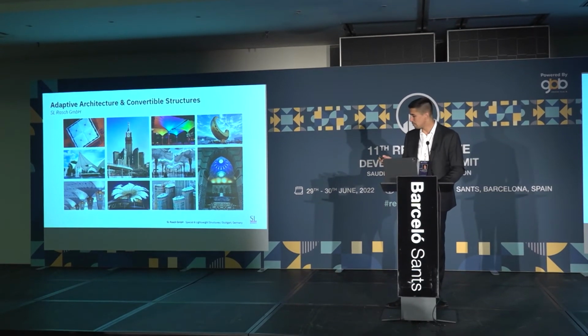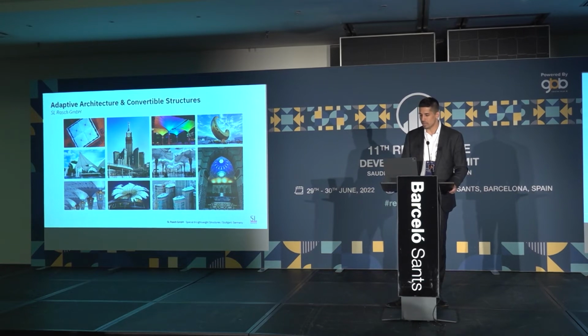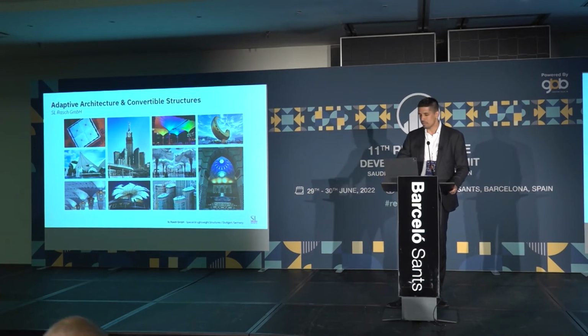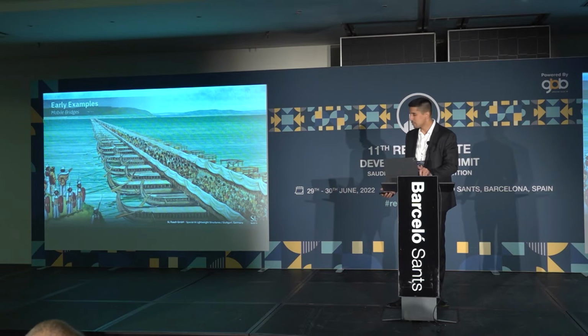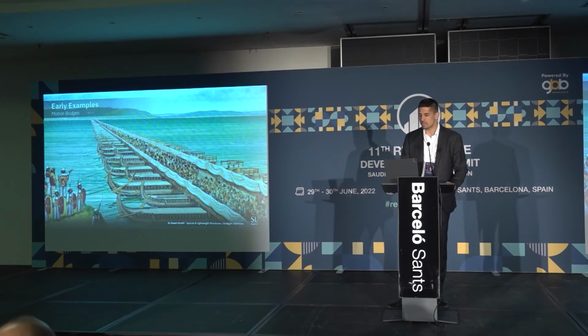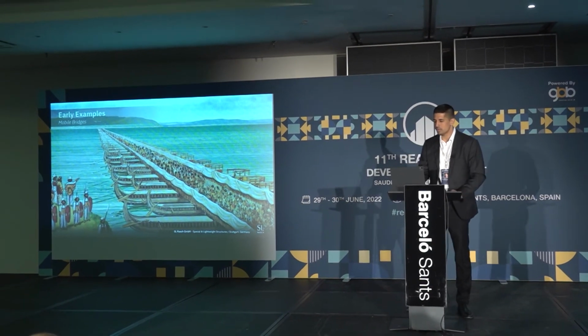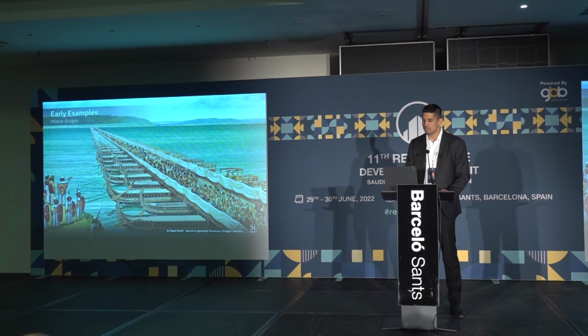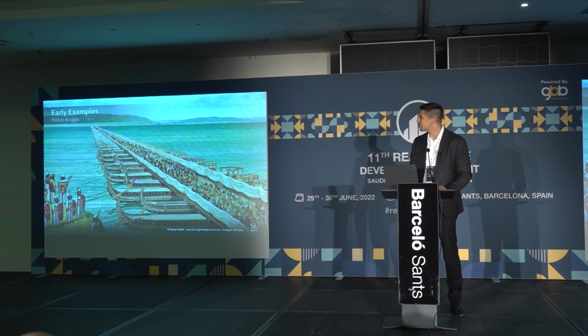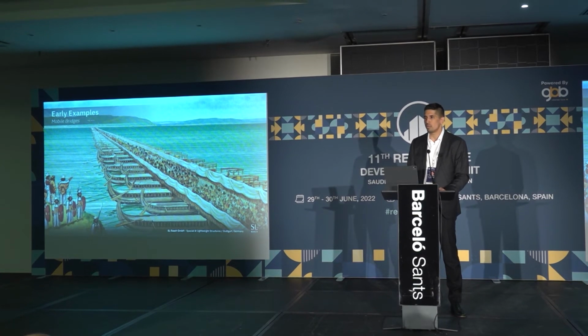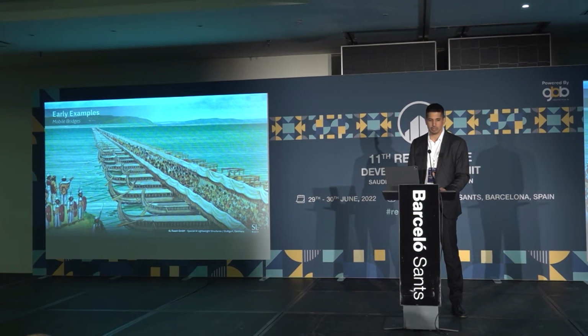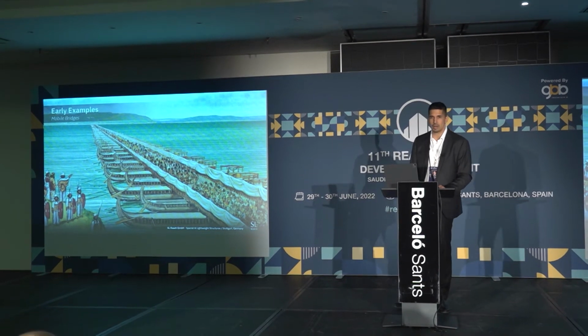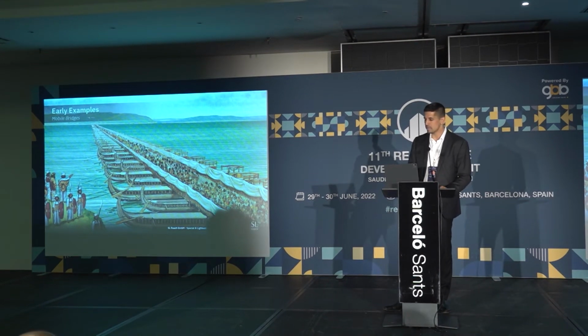So my presentation is on adaptive architecture. What is adaptive architecture? Adaptive architecture has a long history, and it goes back to the oldest man-made form of architecture. Here's the first example that you can see. It's a mobile bridge constructed by boats from the Persian army marching into Greece. That was around 480 BC.